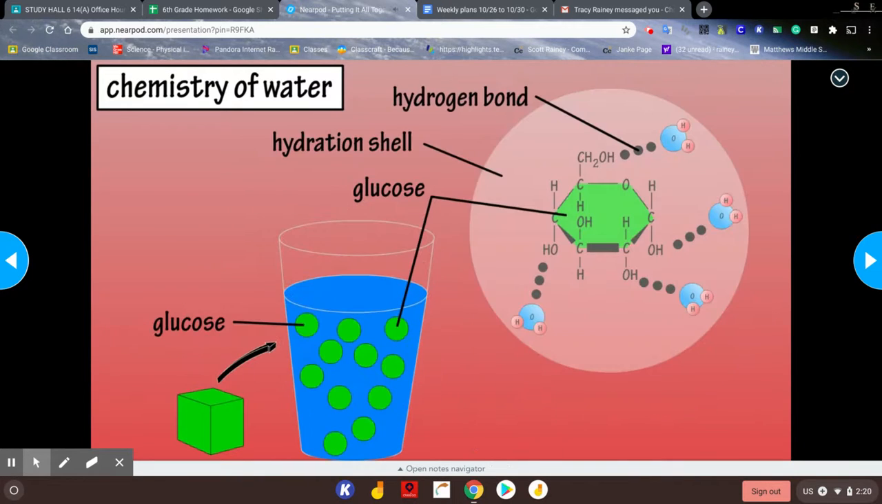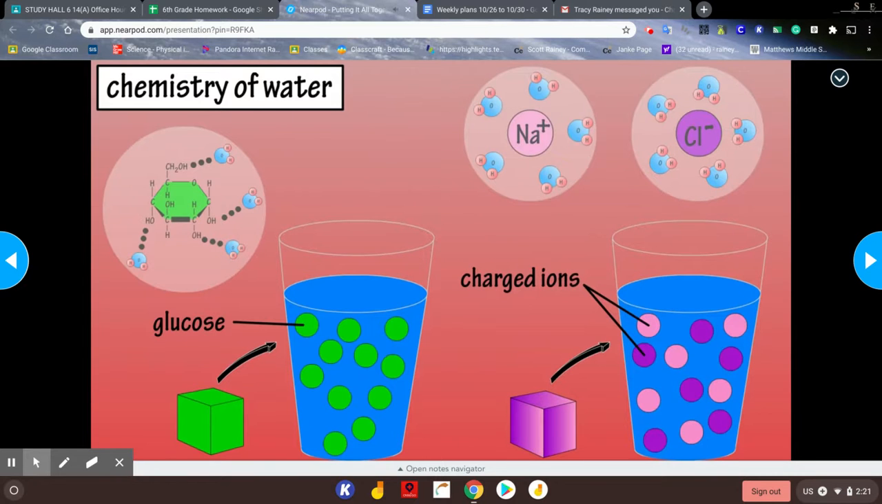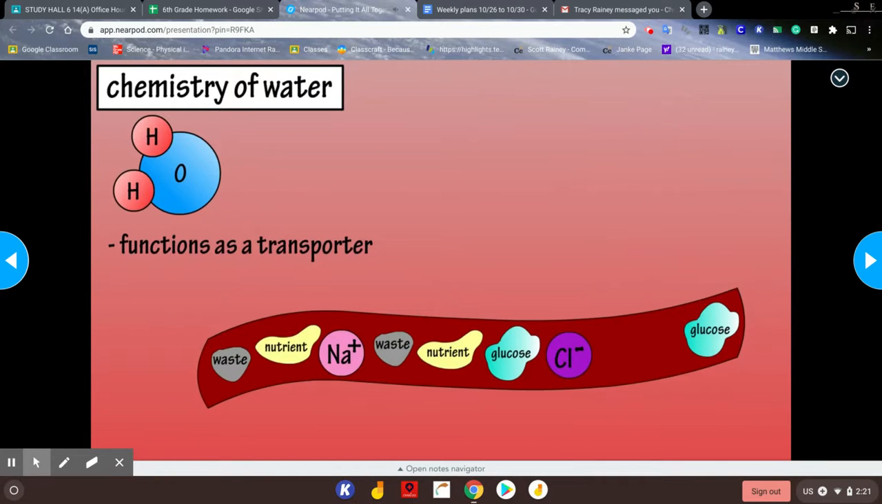Some substances, such as glucose molecules, dissolve and remain intact in water, as water molecules surround the substance, forming a hydration shell around the molecule. Some substances dissolve and dissociate or break apart in water. Table salt, or NaCl, when added to water, will dissociate to form positive sodium Na ions and negative chlorine Cl ions, with hydration shells forming around each ion. This is more information than you need. This property of water allows it to function as a transporter, as water-based fluids, such as blood, transport substances dissolved in water throughout the body.